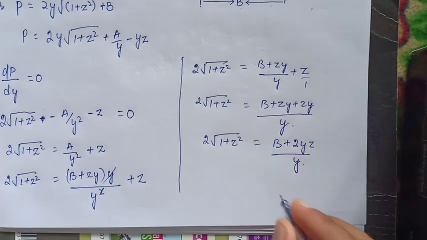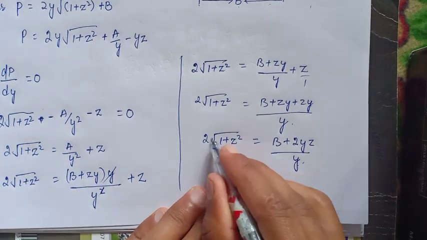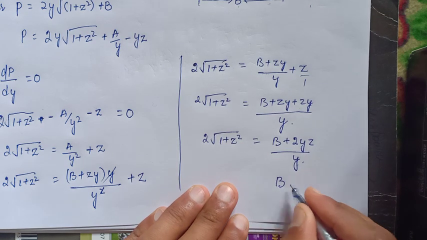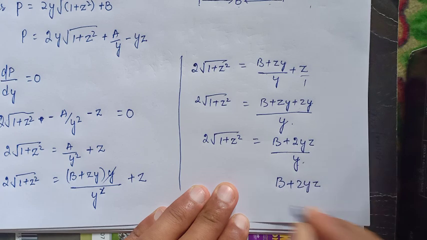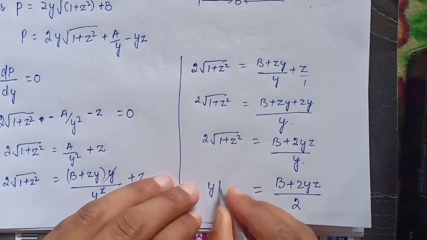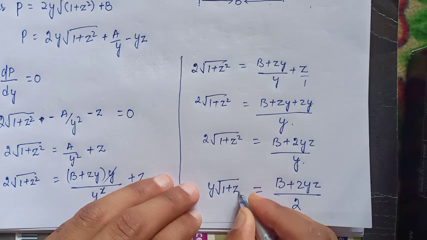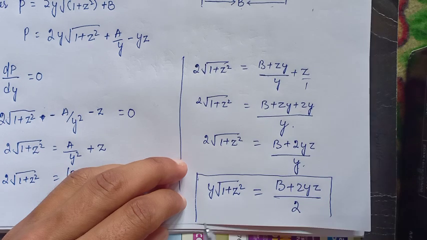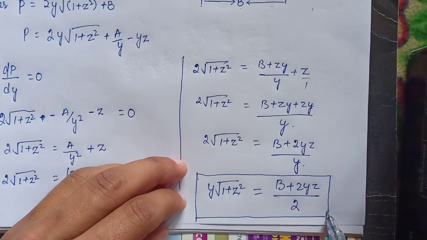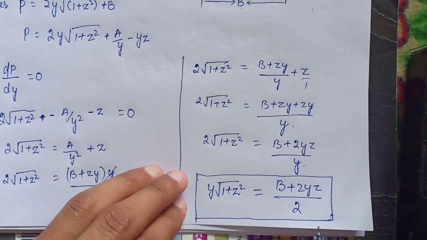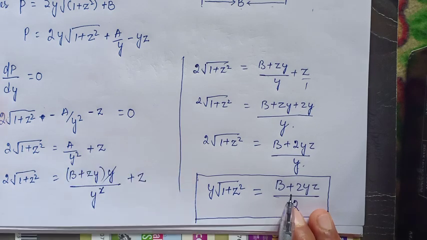divided by y. So what we have to do is we can take this y in this place and this 2 in this place. We can write b plus twice yz upon 2 will be equal to y under root of 1 plus z square. So this is the first condition. This is the first condition for the trapezoidal section to be most economical.